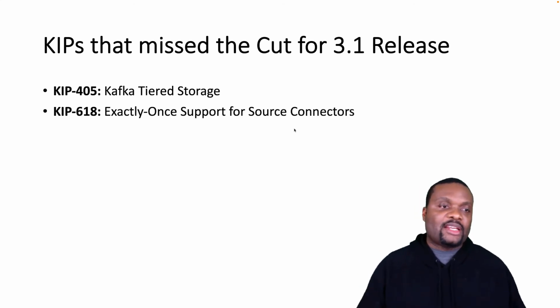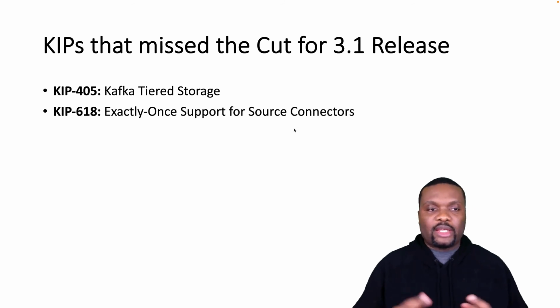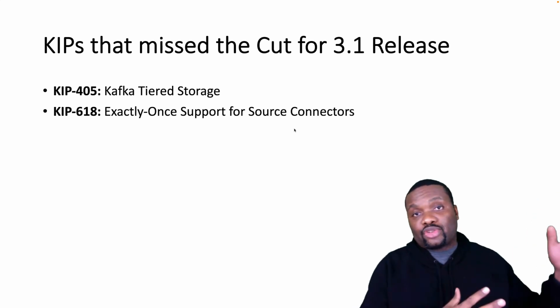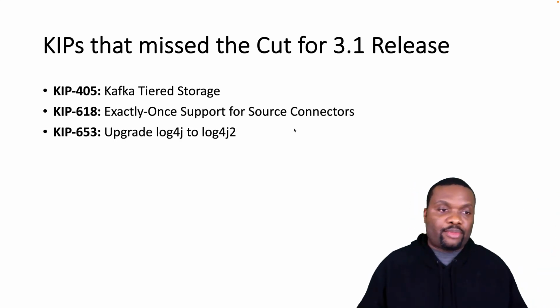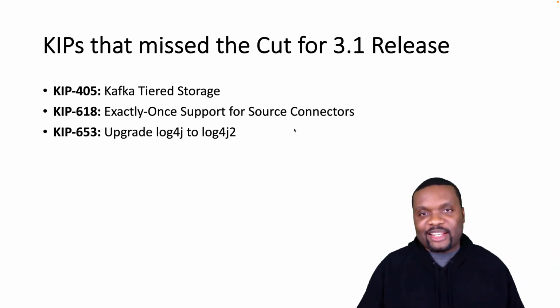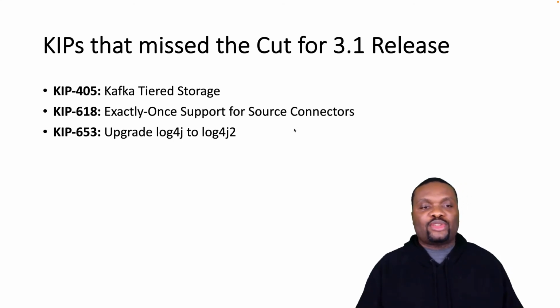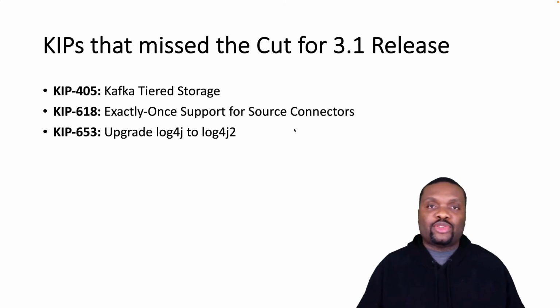And then KIP number 618 is something for Kafka Connect, where the ability to support exactly-once semantics is intended to be added for source connectors that bring data from other data stores into the Apache Kafka brokers. And then recently we had this security vulnerability with Log4j 2. So the community is working to upgrade Log4j from version 1 to version 2 and use the latest Log4j 2 dependencies in the Apache Kafka project for logging.